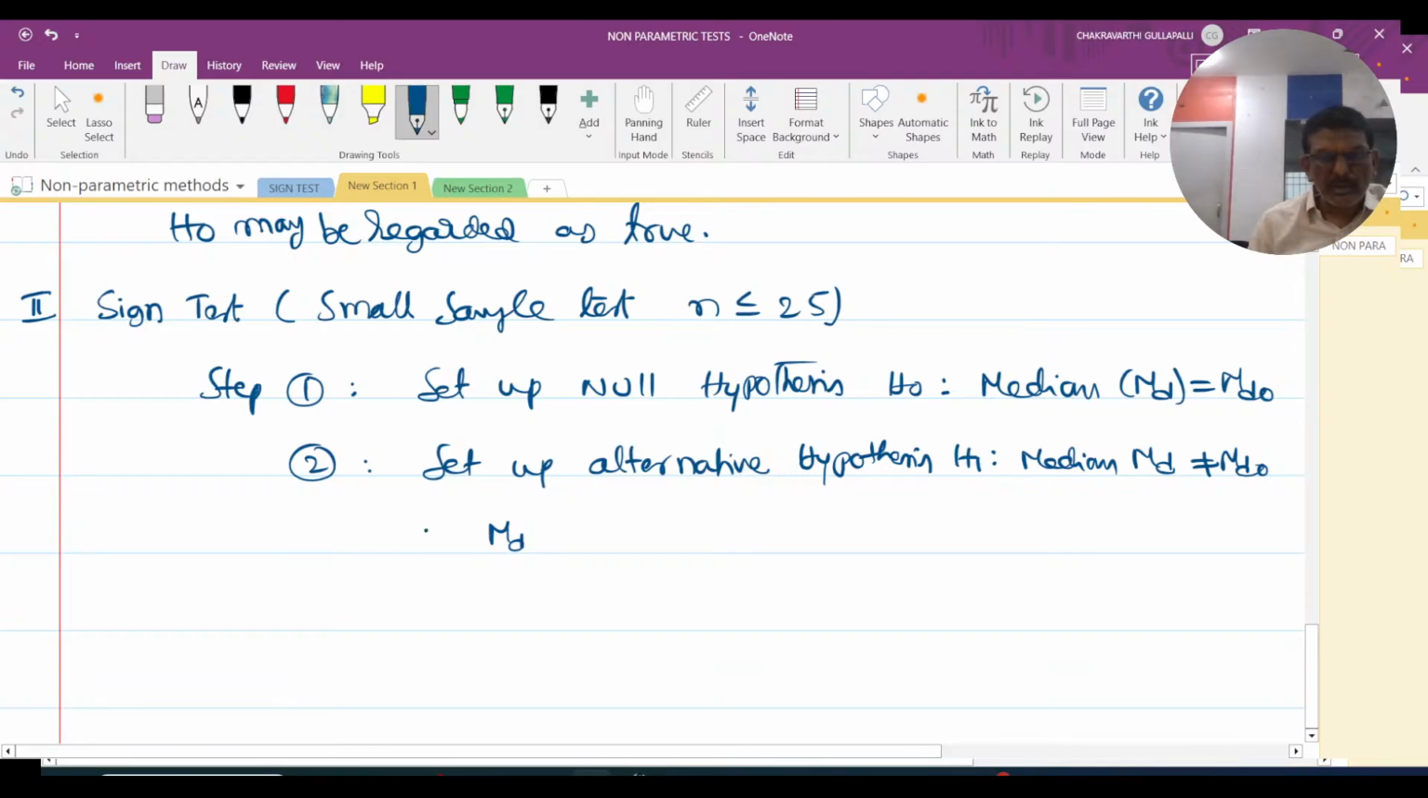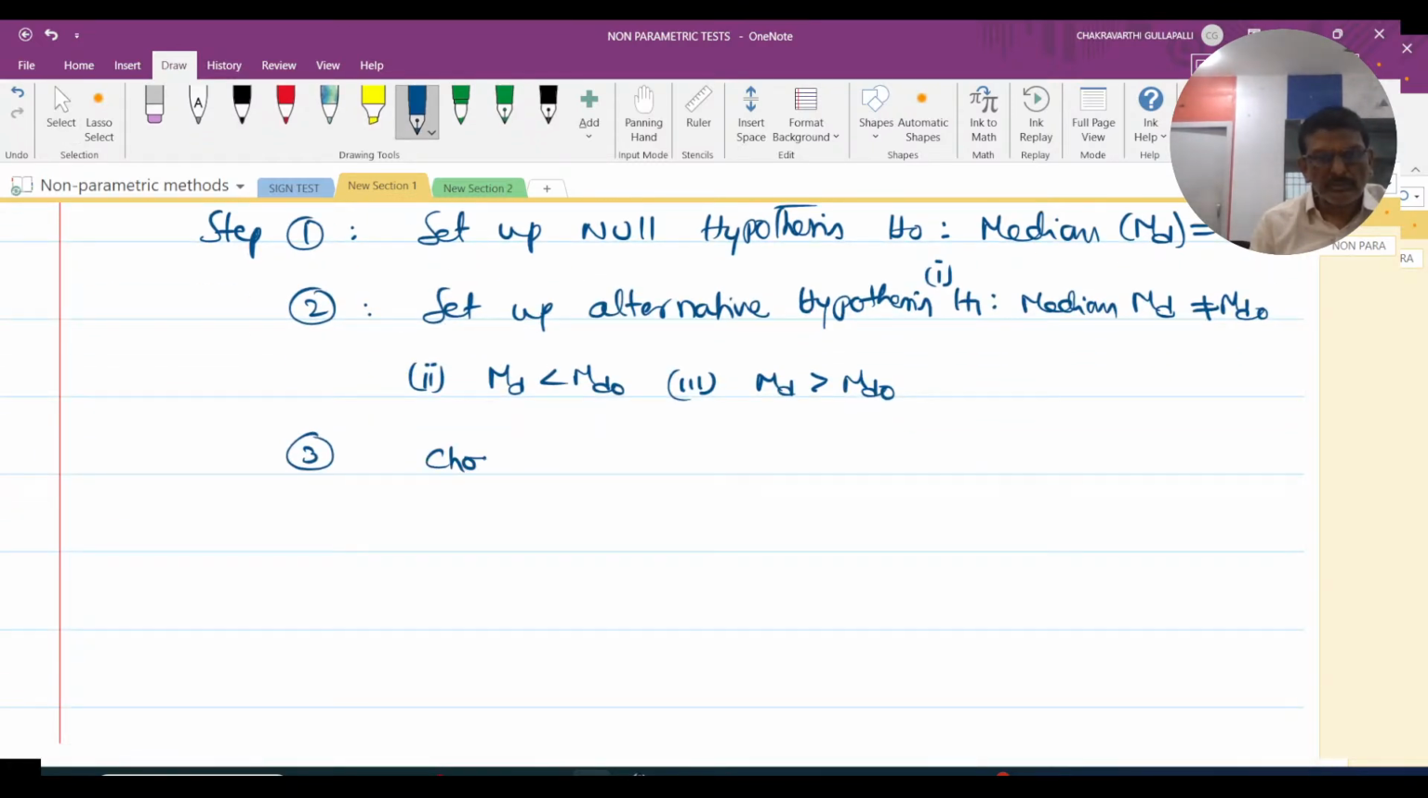This is the first case. Second case, MD is less than MD naught. Third case, MD is greater than MD naught.